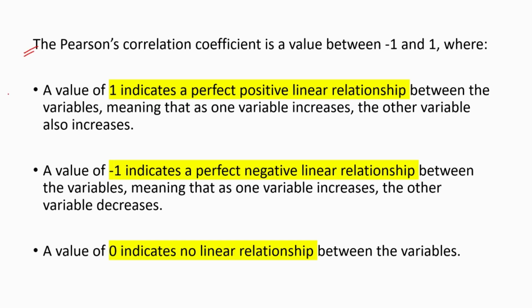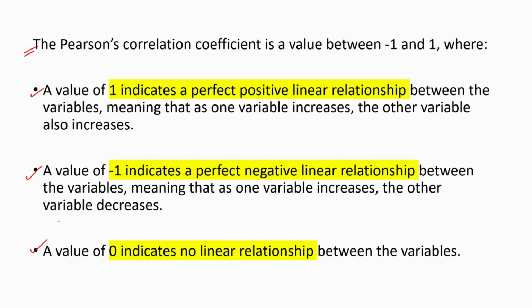The Pearson's correlation coefficient is a value between -1 and +1. A value of +1 indicates a perfect positive linear relationship between the variables, meaning that as one variable increases, the other variable also increases. A value of -1 indicates a perfect negative relationship between the variables, meaning that as one variable increases, the other variable decreases. A value of 0 indicates no relationship between the variables.